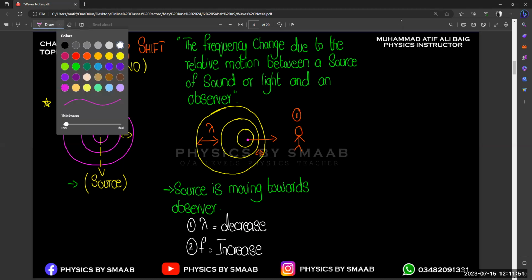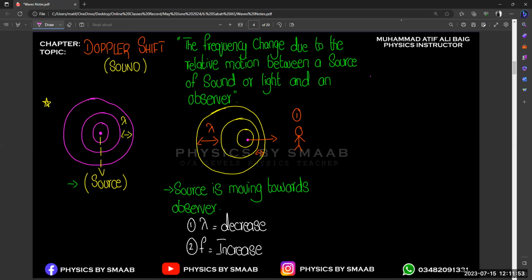And if we consider the opposite situation, let's suppose the source is moving away from the observer. In this scenario, we have the reciprocal concept from the previous one: wavelength will increase and frequency will decrease.